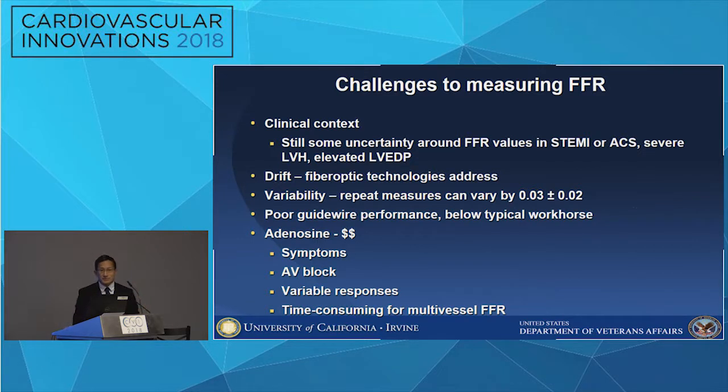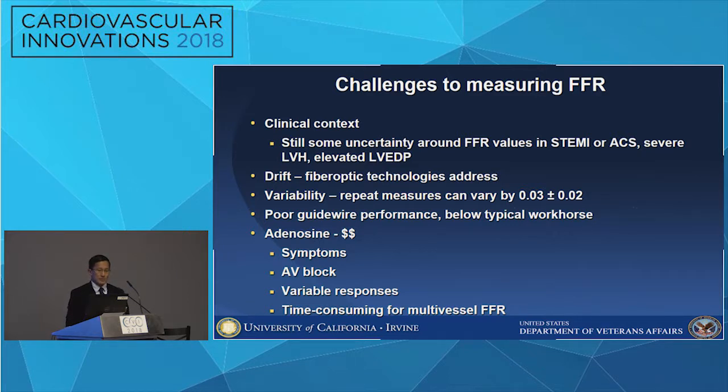Many of us are now. I mean, it's gone up from 10% to probably 20, 30% of PCIs. But there's still some issues. There's still a clinical context. There's still some uncertainty around FFR values in STEMI or ACS, severe LVH, elevated EDP. All of these can affect how accurate the FFR may be. There's also technical issues. Drift, the traditional piezoelectric crystal wires from St. Jude and Volcano, they're not the best, and they have a lot of drift, sometimes as much as 0.8, and then you have to repeat the measurement, which is very painful. The FFR can also vary by up to 0.03 with repeated measurements.